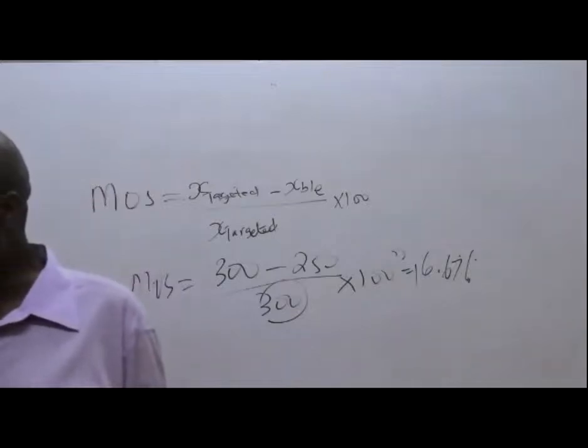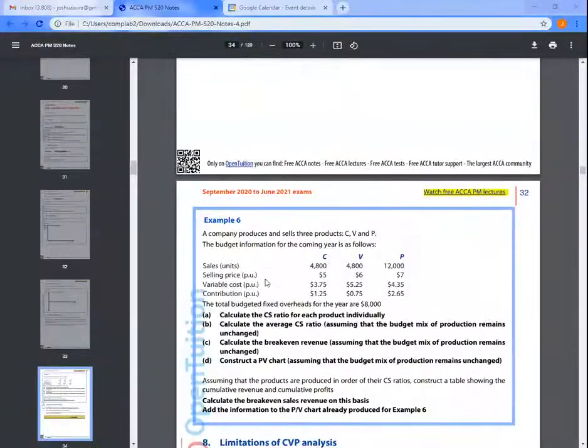Ladies and gentlemen, here we are given just a straightforward example. A company produces and sells 3 products, C, V, and P. The budget information for the coming year is as follows. You can see the sales, the selling price, the variable cost, and the contribution per unit. The total budgeted fixed overheads for the year are 8,000.